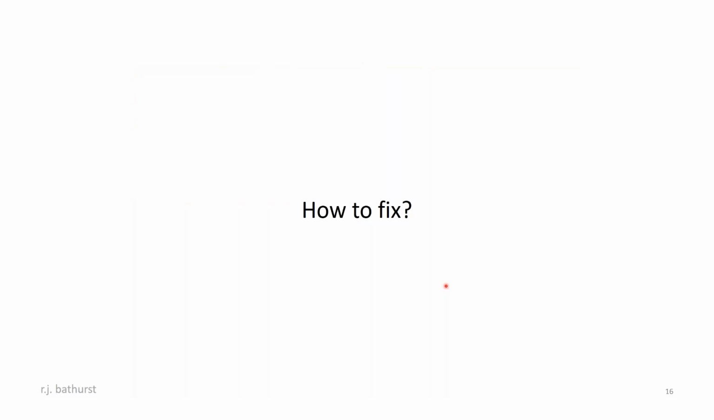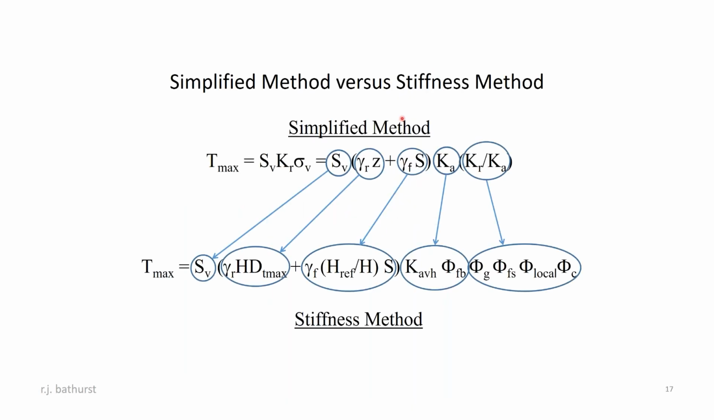So the question was how to fix the predictions. And what we did is we took the simplified method as a starting point, because folks were familiar with this method. You've seen the equation here for this method. On the right-hand side, we've just expanded it a bit. And then we modified this equation by adding influence factors and a couple other factors in order to improve the prediction.